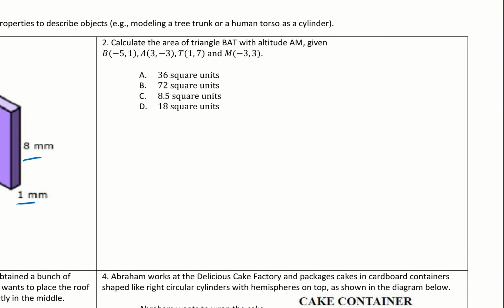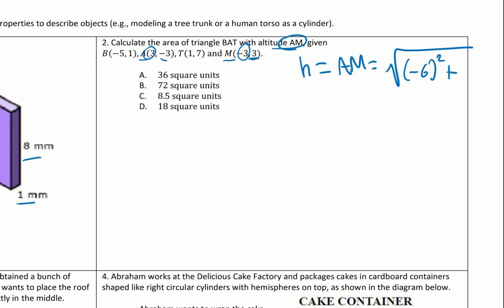Okay, so for number 2, calculate the area of triangle BAT with altitude AM given those coordinates. So they give you the altitude as AM, so that's h. Automatically we know that's h, the height. And so we need to figure out the distance for AM, which is the square root. Take the difference between the x coordinates, -3 minus 3 is -6, square it. And then the y coordinates, 3 minus -3 is 6, so it's going to be 6 squared. If you did this on the calculator, you get 6 square root of 2. So I'm just going to leave it at that. That's h is 6 square root of 2.